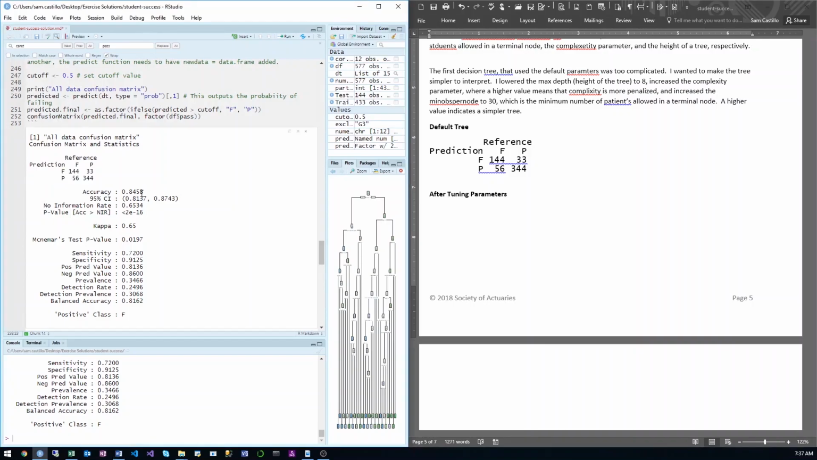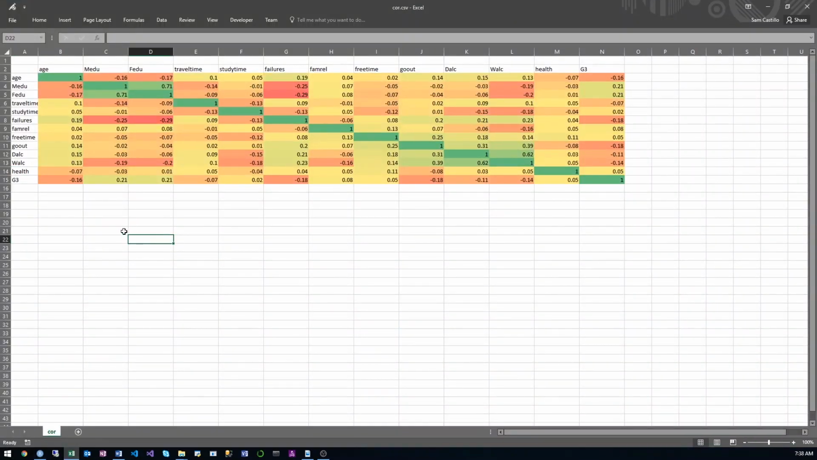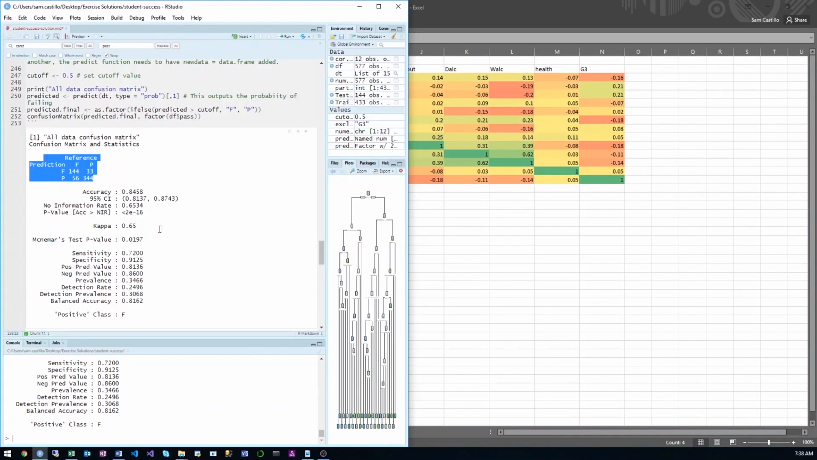So this accuracy is 84%. But the accuracy is not that useful because you know that overall only 34% of students pass. And so this is saying 144. It's easier if you look at these in terms of a percentage. Well, how many rows are there in train?